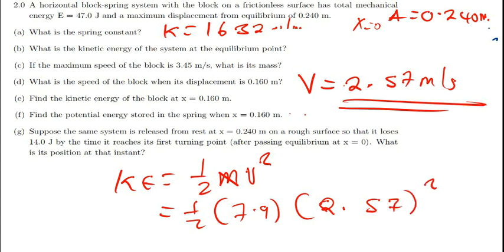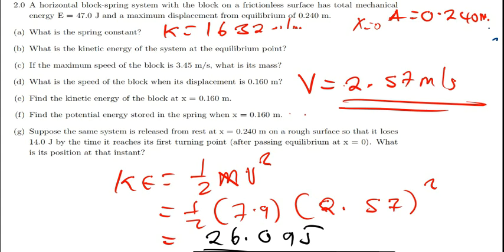What are we going to have? 0.5 times 7.9, then times 2.57, I square it. So I'm getting my kinetic energy to be 26.09. So my kinetic energy is 26.09 joules. That is my kinetic energy.